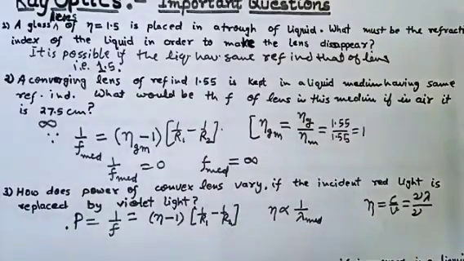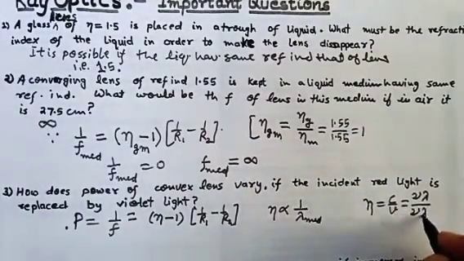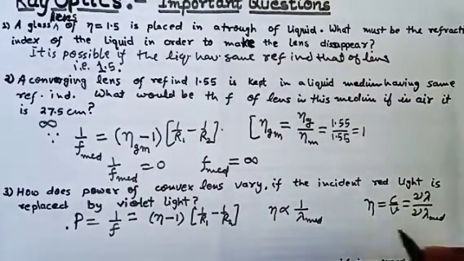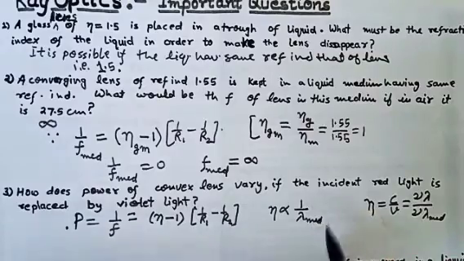Nu will remain the same. Remember, frequency remains the same during refraction. But lambda will change to lambda medium. It is a variable. For different medium, it is different. This is constant. This will cancel out. So that is why eta is 1 upon lambda medium.